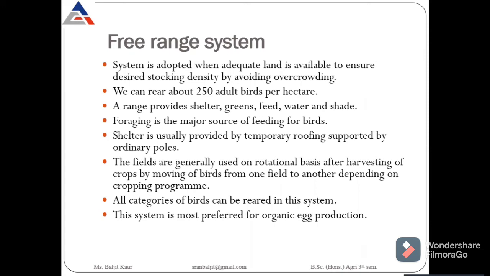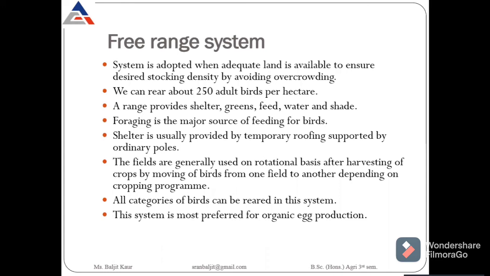So this system is adopted when adequate land is available. So the major constraint is land. Only if adequate land is available can the free range system be followed. So this ensures the desired stocking density by avoiding overcrowding. So we can rear about 250 adult birds per hectare in this free range system, right?